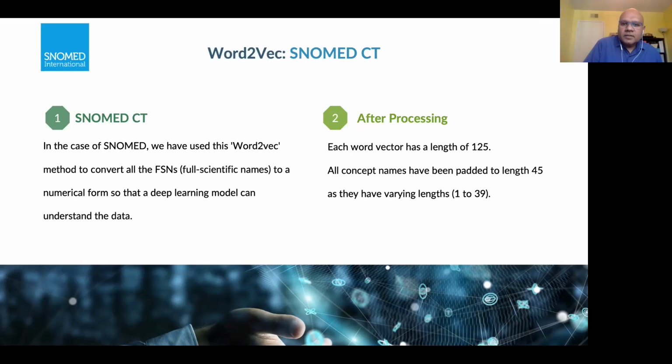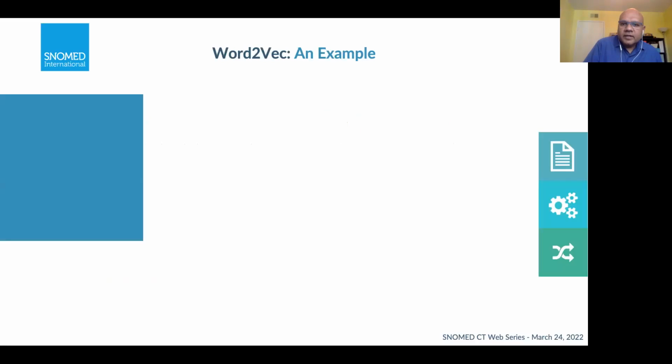For us, every word we turn into a vector of length 125, and all concept names went to a length of 45 because they have varying length. So let's take a look at an example.